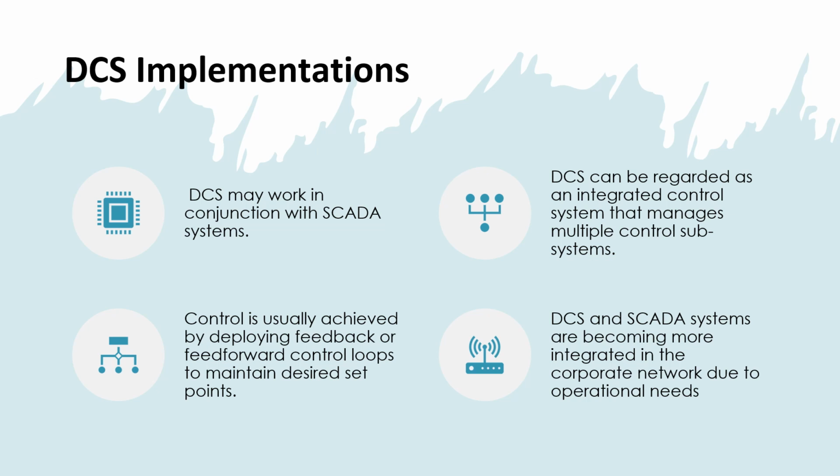In some implementations, such as those in the electric power generation facilities, the DCS works in conjunction with SCADA systems. The DCS controls the operation while sending information to the SCADA system to control production output based on transmission and distribution demands. Thus, one can perceive DCS as an integrated control system that manages multiple control subsystems that are responsible for the operation of local processes. The control is usually achieved by deploying feedback or feed-forward control loops to automatically maintain desired set points. We will closely look at this in subsequent slides.